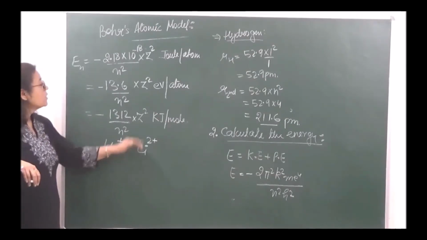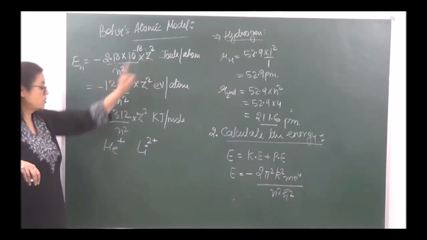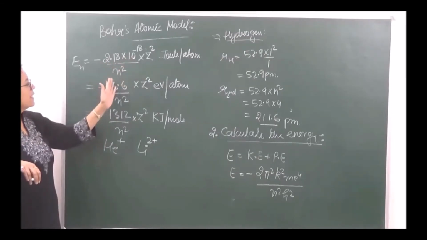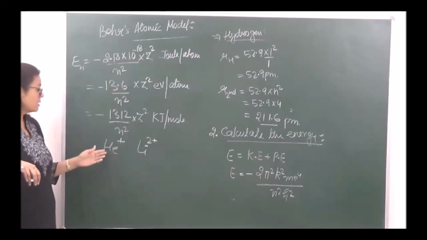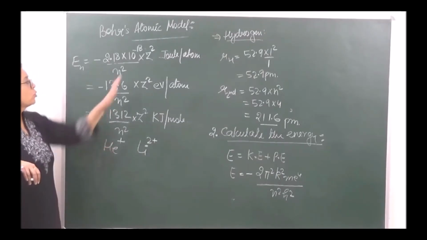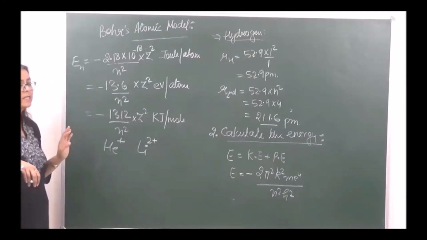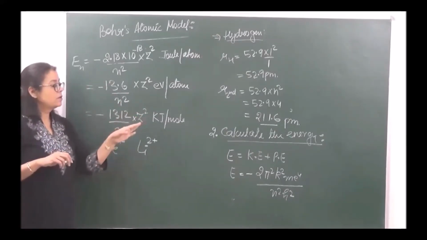In this case, you have to specify the value of Z also. So if you're taking it for helium, it would be 2.18 into 10 raised to power minus 18 divided by n square, the first orbit, into Z square. The atomic number of helium is 2, so over here it will come as 4. Square of 2 comes as 4. Have you understood?